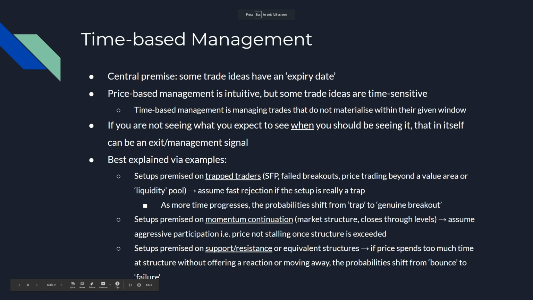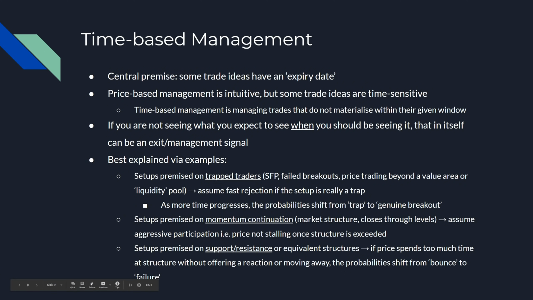So that's a good example of point number 3 of setups premised on support resistance or equivalent structures. If price spends too much time at structure without offering a reaction or moving away, probabilities shift from bounce to failure. In this case, it was even more extreme, because price wasn't just consolidating at resistance, it had actually broken through it and was being accepted above it. Okay? So even more extreme example in this case.